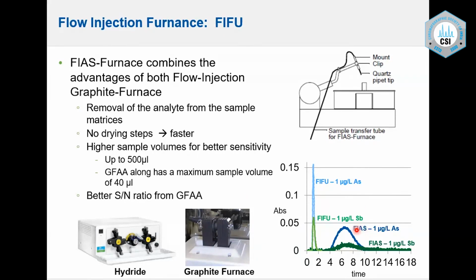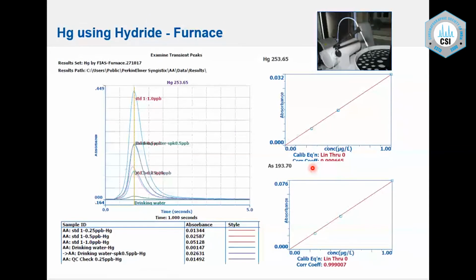Here is a comparison. With the hydride kit, the absorbance is less than 0.05. But if you do the analysis using hydride and graphite furnace together, the sensitivity improves. I performed some analysis using this hydride and furnace coupling, and was able to achieve 0.25 ppb, which means 250 ppt concentration. Further, I can go down to 100 ppt of mercury using hydride and furnace. The peaks are very sharp here, and for mercury I got calibration at 0.25 ppb, 0.5 ppb and 1 ppb. Similarly for arsenic, I got 0.25, 0.5 and 1 ppb.